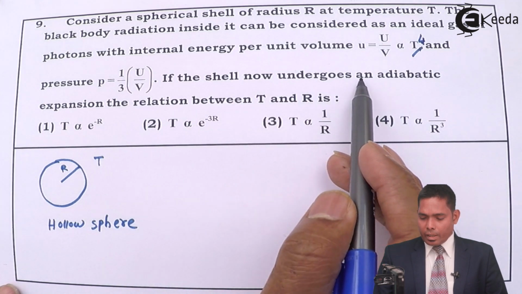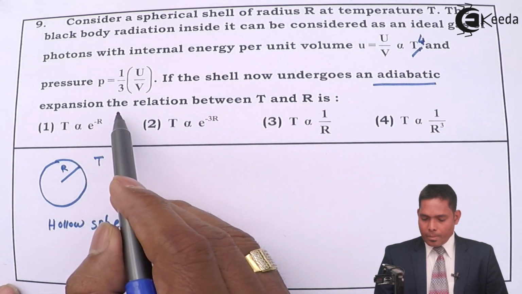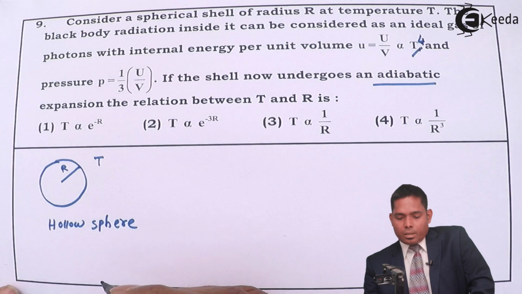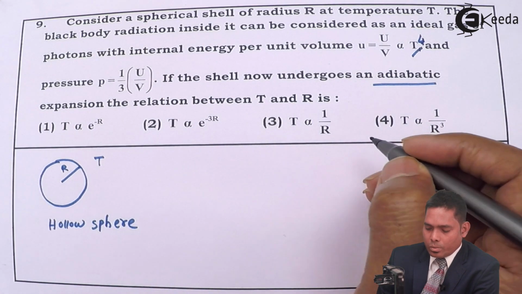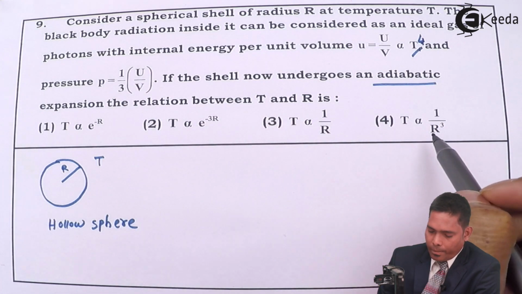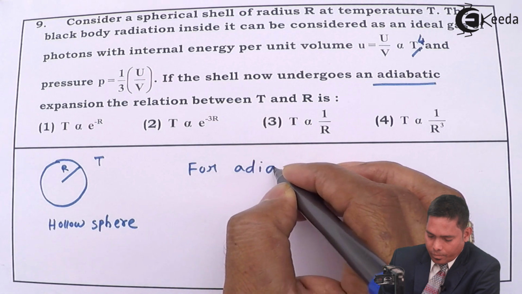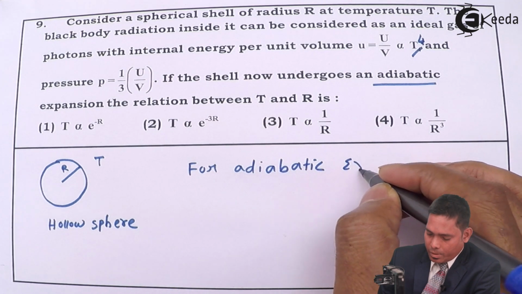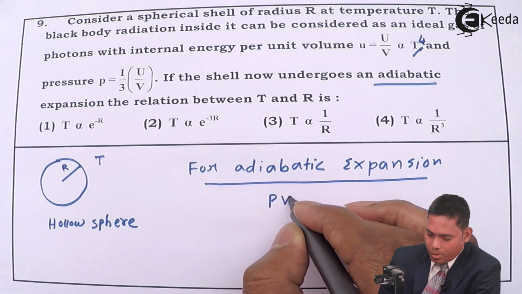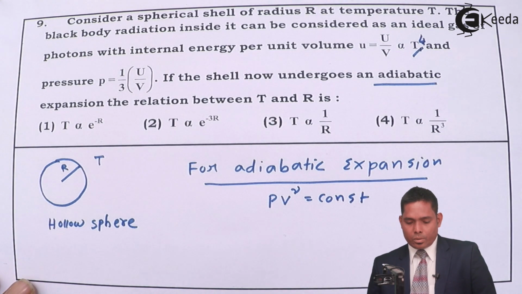If the cell now undergoes an adiabatic expansion, the relation between T and R. So this is basically a question about how to use the gas equation and then adiabatic expansion in T and V. For adiabatic expansion or compression, we have the relation PV raised to gamma is constant. This is the equation we are going to use.